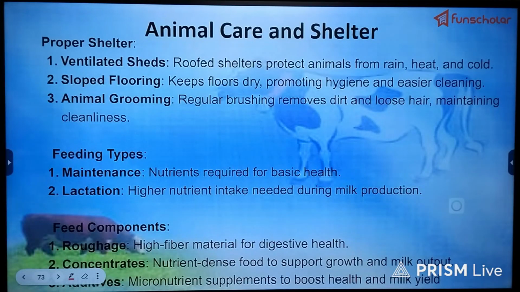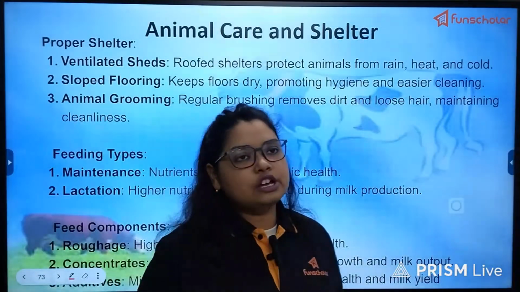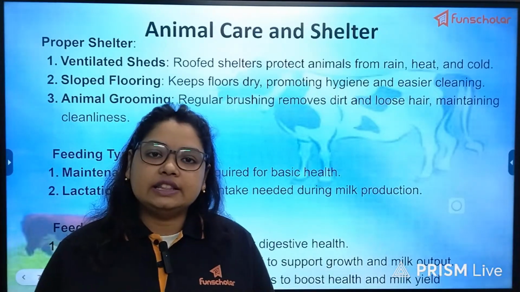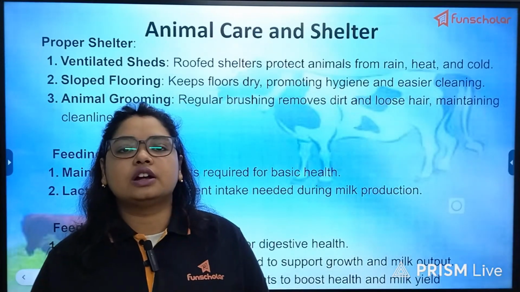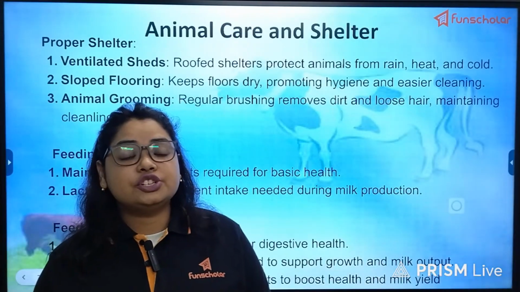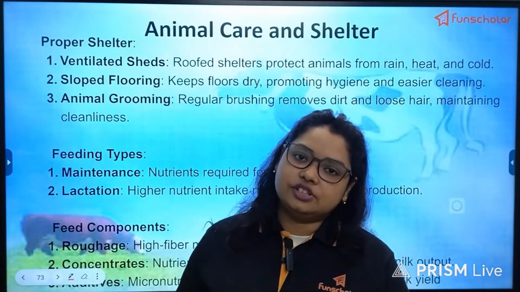Acha, how can we properly take care of the cattle? First one is shelter. The shelter should be well ventilated. A roof shelter protects animals from rain, heat and cold. Therefore there should be proper care in terms of shielding them from harsh environmental conditions, such as rainfall, for which they can also fall ill, high temperature and the extreme cold.